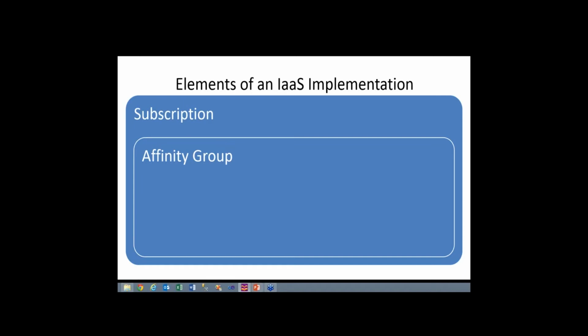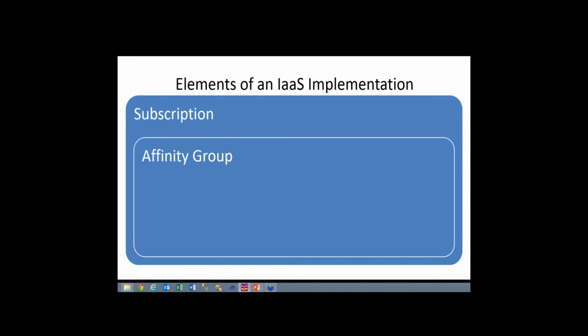You can have multiple affinity groups under a subscription. So if I've got a complete BI solution in one affinity group, and in some other solution I have a web app database that's being used, it's separate from my BI solution. It's not really a part of that. I could put it in a separate affinity group. So you can have multiple out there.